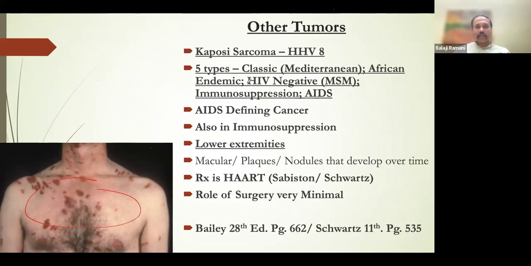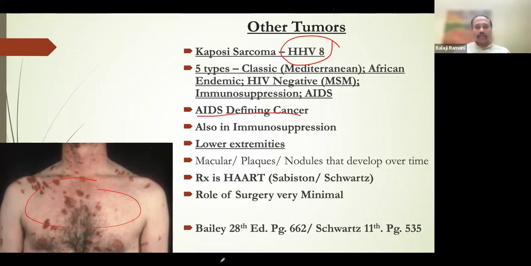African endemic type, HIV negative, men having sex with men type, and then you have immunosuppression associated, AIDS associated. These are not questions that will come. For Kaposi's, they can just ask you what is the virus. HHV8, human herpes virus 8. This is an AIDS defining cancer.